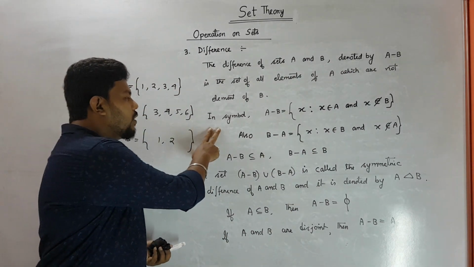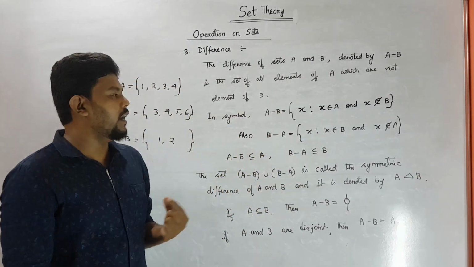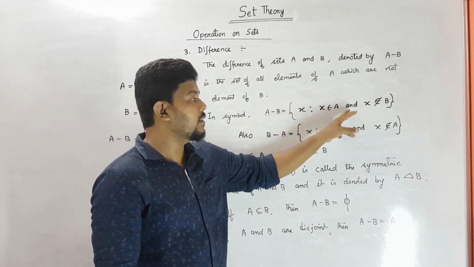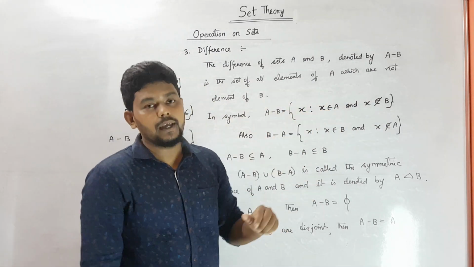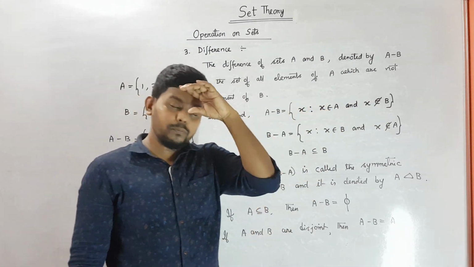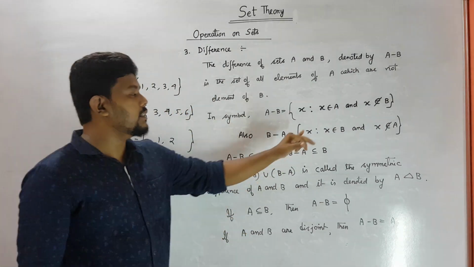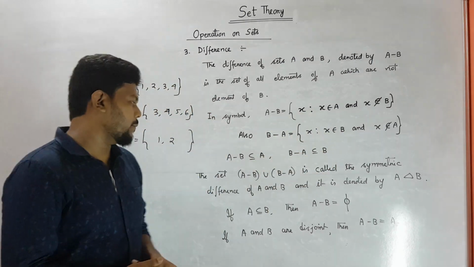In symbols, or in set-builder form, we can write A minus B as {x such that x belongs to A and x does not belong to B}. Similarly, B minus A will be {x such that x belongs to B and x does not belong to A}.